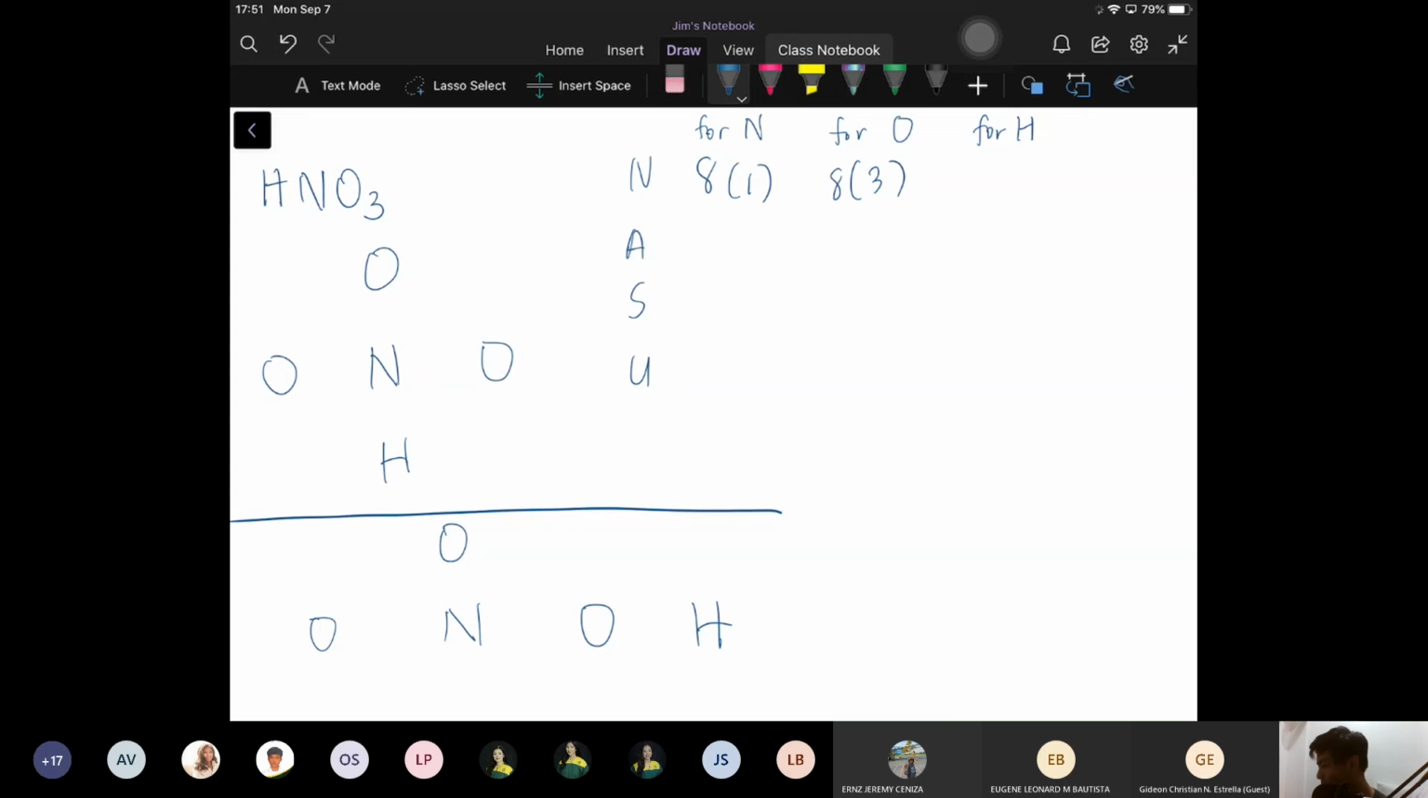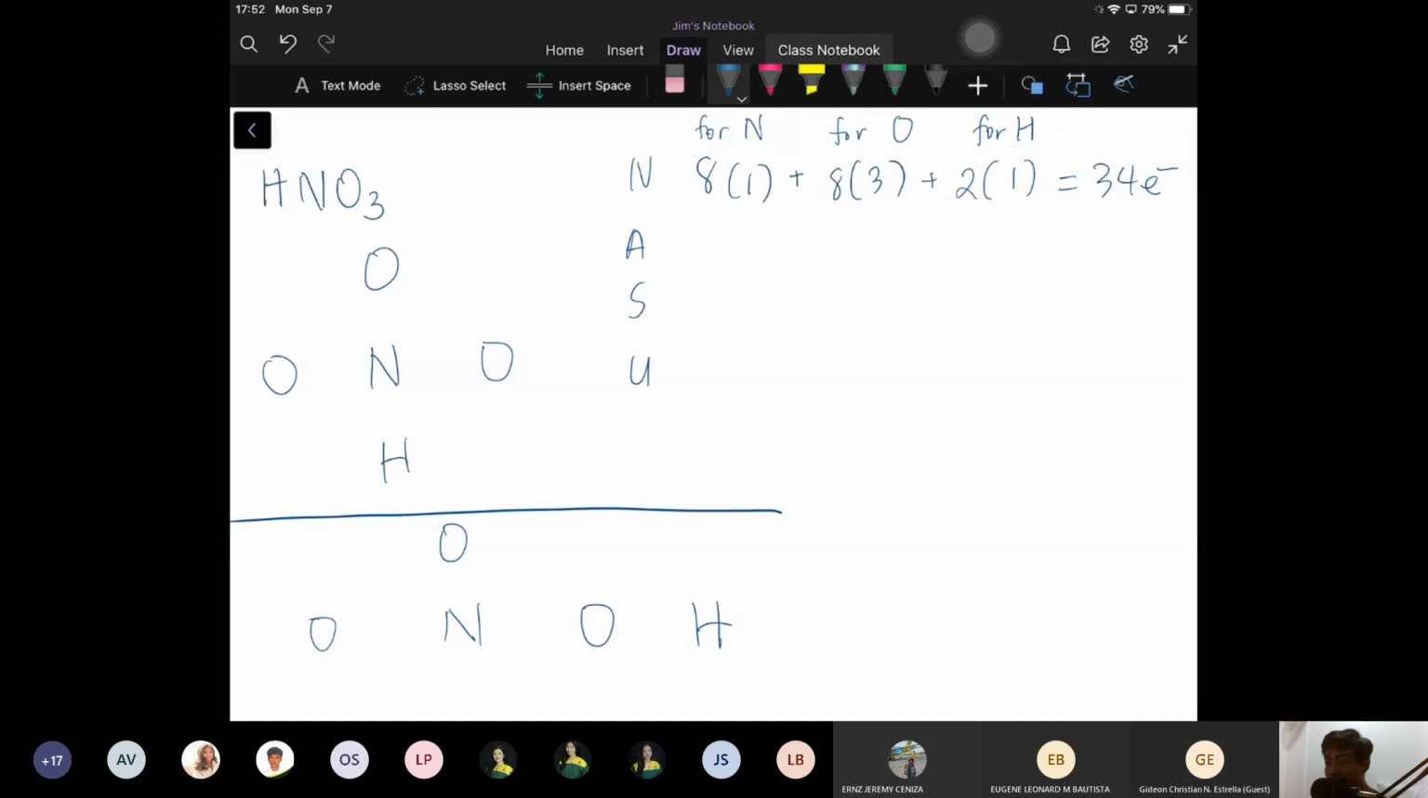Hydrogen, ilan uli kay hydrogen? Octet rule din ba? Hindi. Ano kay hydrogen? Dalawa lang. Kasi s orbital lang meron siya. Hindi na kaya ng s orbital mag-handle ng sobra sa dalawa, no? So 2 electron rule lang siya. Okay. So NASU, let's add them, no? 8 times 4 plus 2, 8, 16, 24, 32, 33, 34 electrons na. Okay, so 34 electrons for the needed.